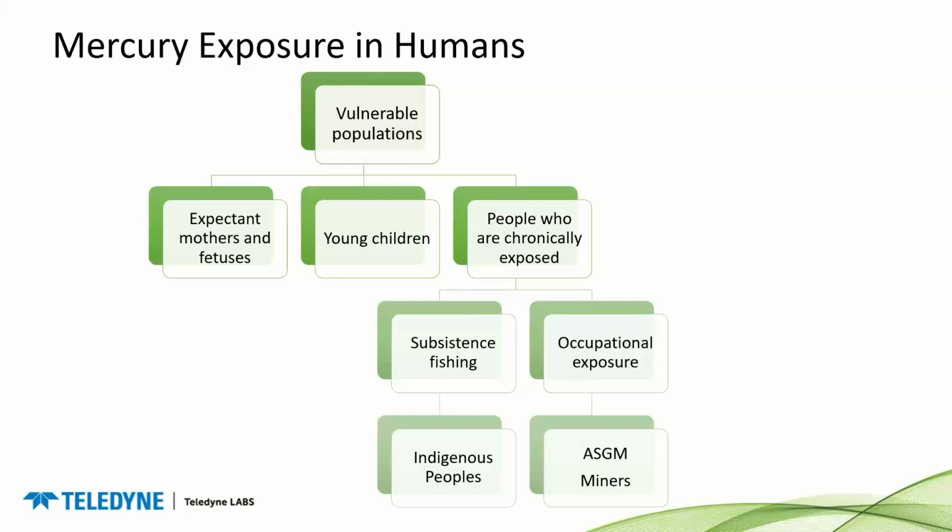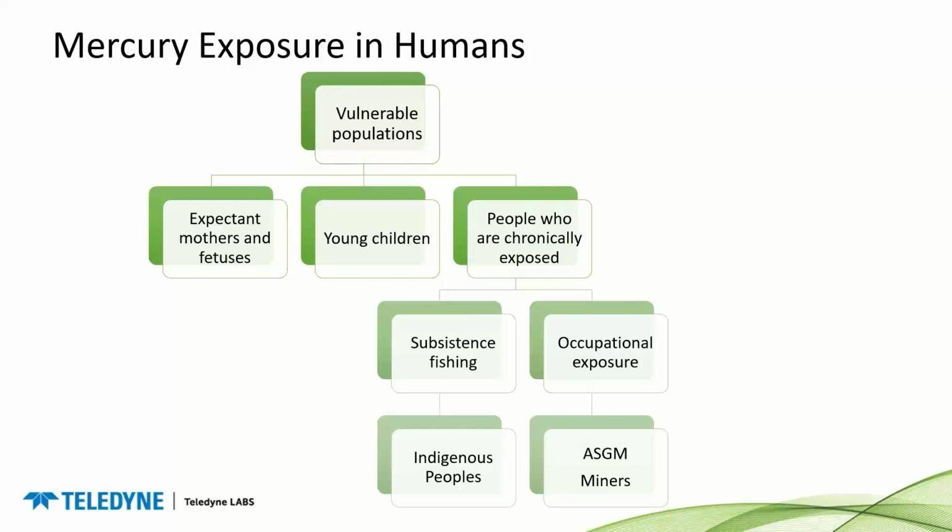Mothers with no symptoms of nervous system damage have given birth to infants with severe disabilities. This suggests that the nervous system of developing infants may be more vulnerable to methylmercury than adult nervous systems. Also, mothers who are exposed to methylmercury and breastfeed may expose their young children through their milk. Some communities are chronically exposed. This includes some indigenous people and small-scale gold miners due to dietary and occupational factors.